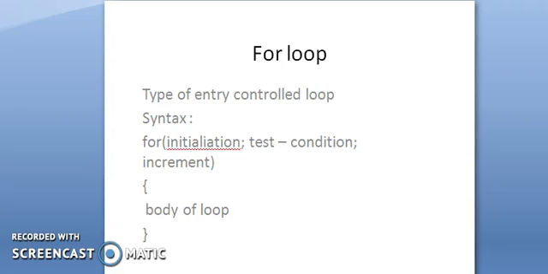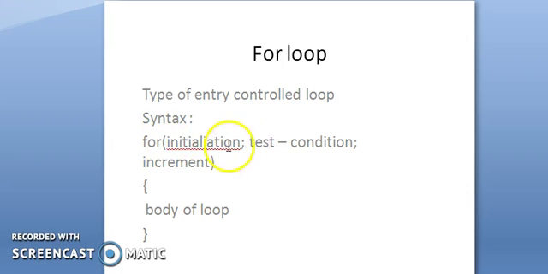Good morning everyone. Today we are going to see the for loop. The for loop is an entry control loop that provides a more concise loop structure. A simple syntax for the for loop is like this.